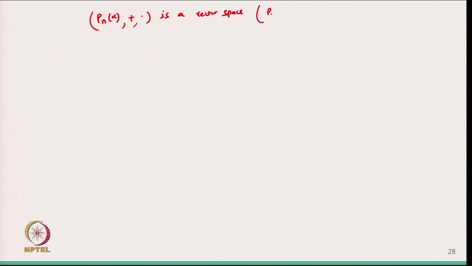So, it is P n, I know that this is the set of all polynomials of degree less than or equal to n, and x belongs to my interval I. So, this one we have defined.